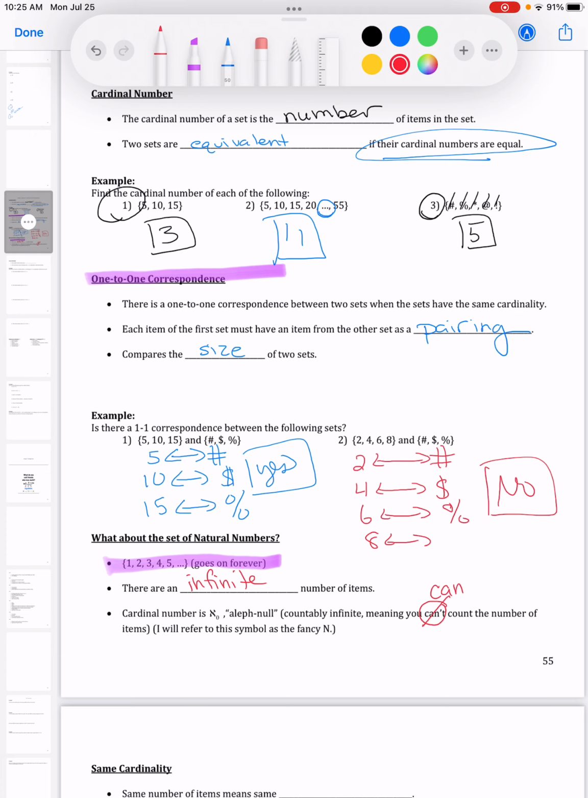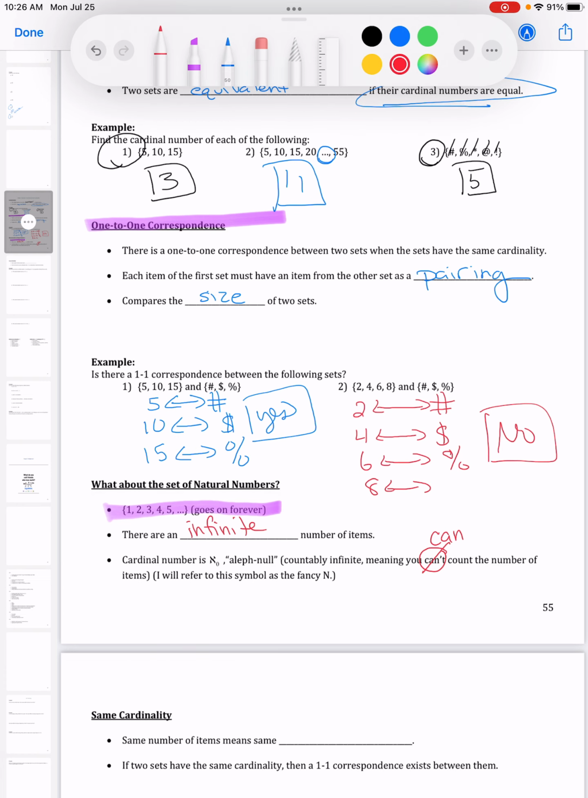I also refer to this as like fancy N there. But it is called Aleph null. You could also write it kind of like that. A lot of times people write that scribble on there. That's the symbol Aleph, and null is the symbol at the bottom, that 0. It is a subscript.